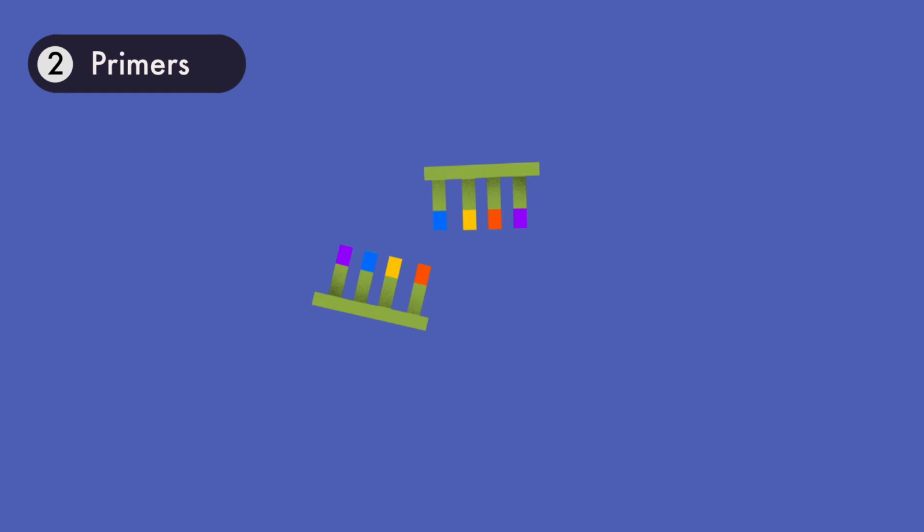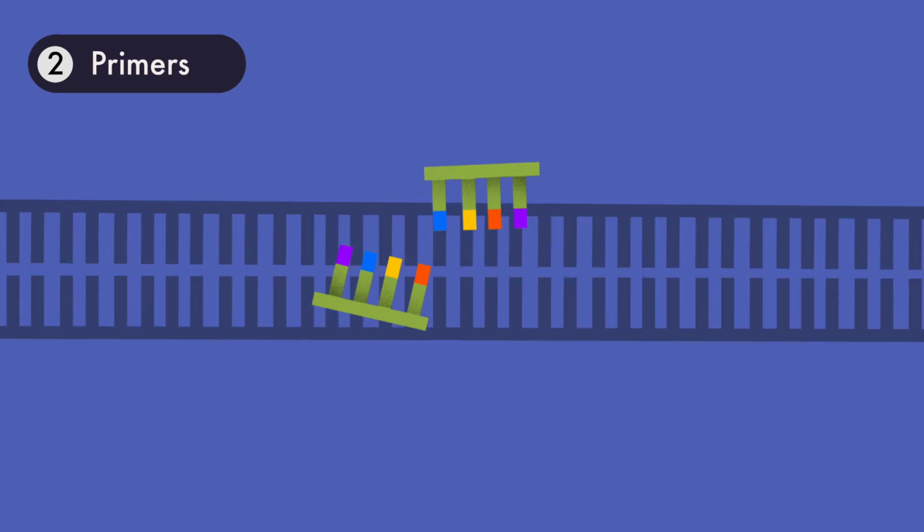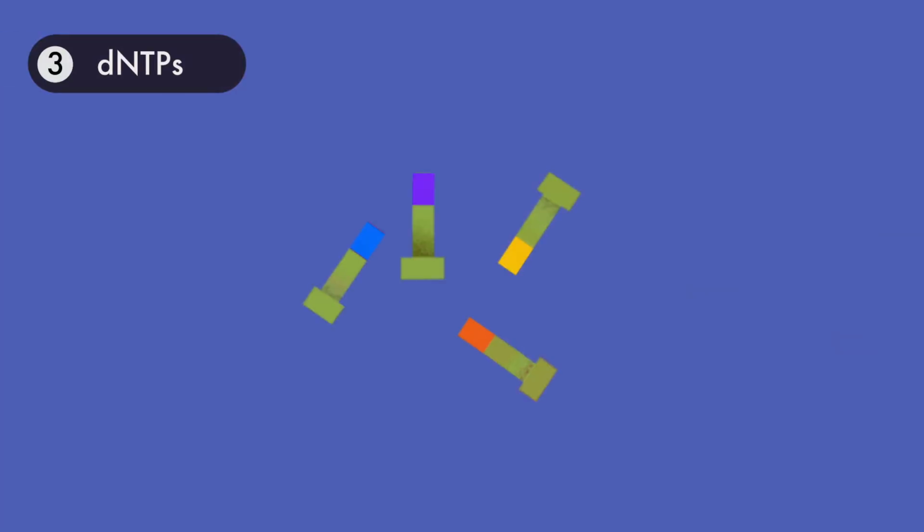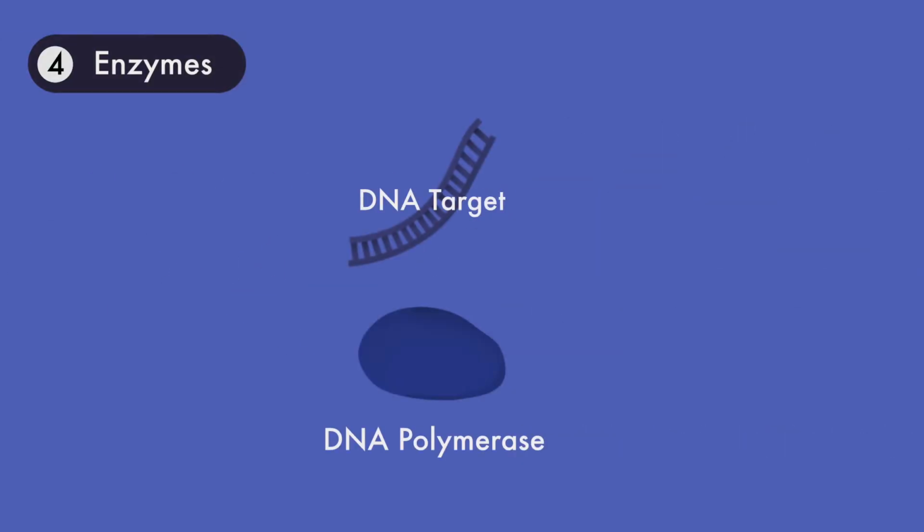Primers are short, single-stranded DNA sequences complementary to the target RNA or DNA region of interest. They bind to the target region we want to amplify. dNTPs are the building blocks for DNA, known as nucleotides. Enzymes such as DNA polymerase, which catalyzes the formation of the new DNA strand, are included in all qPCR reactions.